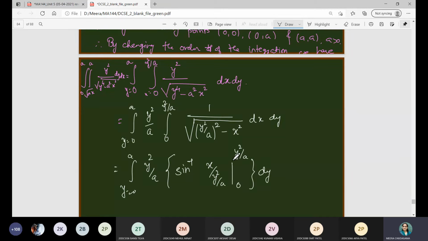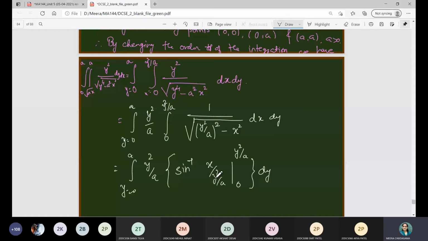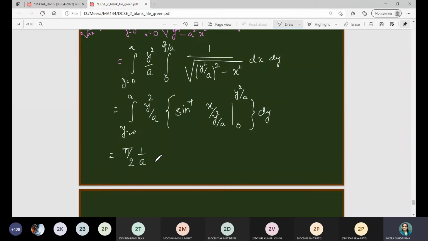So here when I substitute x is equal to y square by d, sine inverse 1 is pi by 2, and sine inverse 0 is 0. So I can consider here pi by 2 into 1 upon a being a constant quantity outside of the integration. And now integration of y square is nothing but y cube by 3. So I am directly writing the integration y cube by 3, and it is varying from 0 to a. So now it is pi upon 2a into a cube by 3 minus 0. So this is nothing but pi a square upon 6.